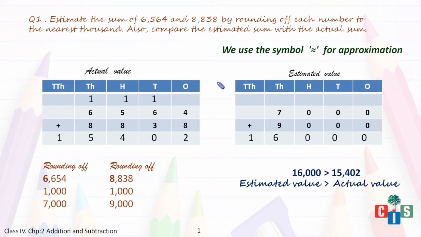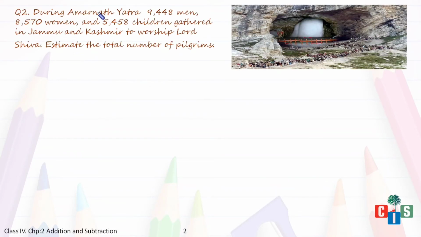Clear with it? Moving on to the next sum. During Amarnath Yatra, 9,448 men, 8,570 women, and 5,458 children gathered in Jammu Kashmir to worship Lord Shiva. So this is the information you have. This much men, this much children, this much women. And now what you have to find is the estimate of the total number of pilgrims. You have to estimate the total number.